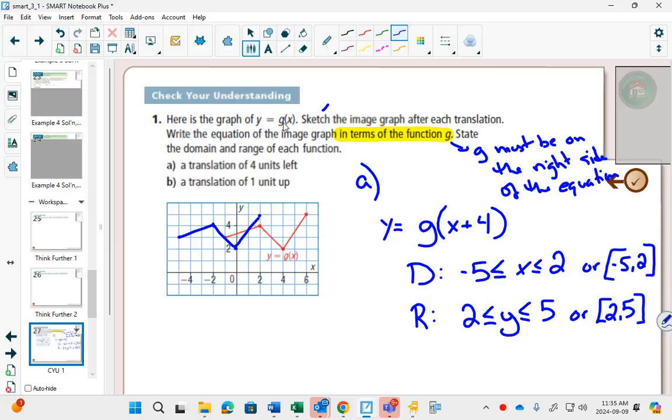Okay, so now I read the question again. I sketched the image. I wrote the equation down in terms of the function g, and I did the domain and the range of the function. Whew. Okay? This is why reading in math is different than reading in English. When you get an English novel, does anybody read it and then read it again and then read it again? We read our question 4 times now. Anybody get an English novel and read it 4 times? No. You probably only read it once.